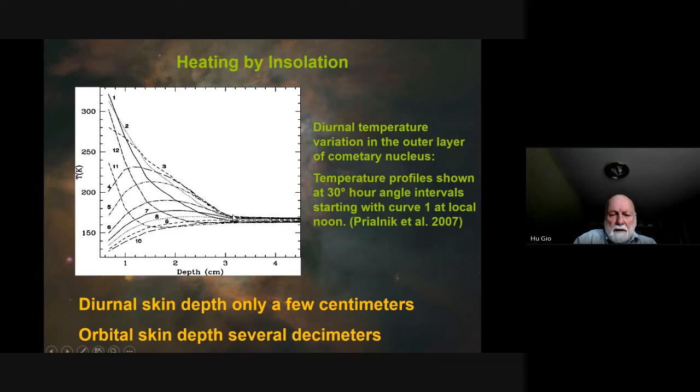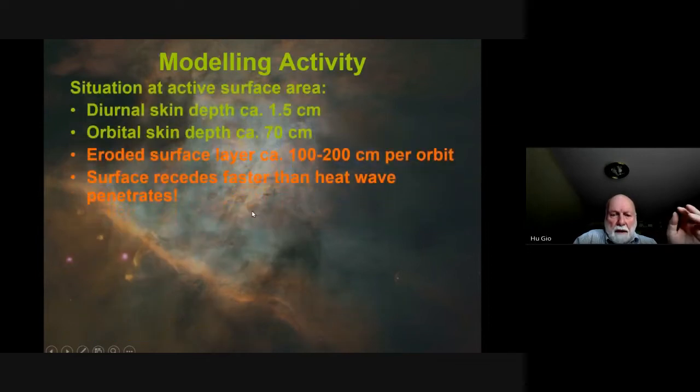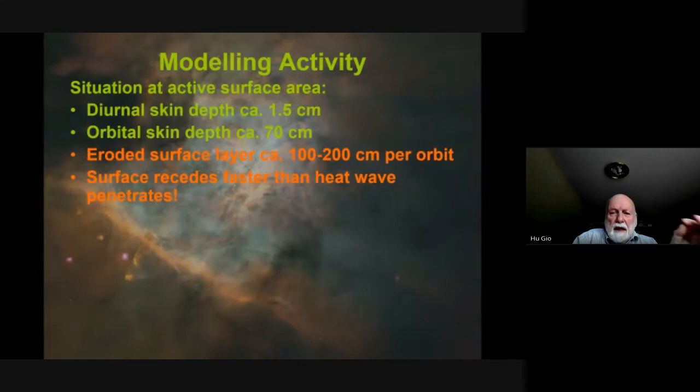The diurnal skin depth is a few centimeters. The orbital skin depth, of course, is larger. It's on the order of almost a meter. So the situation at an active surface is diurnal skin depths on the order of centimeters, orbital skin depths less than a meter, and then you can calculate, to produce the observed activity, the amounts of dust and gas.